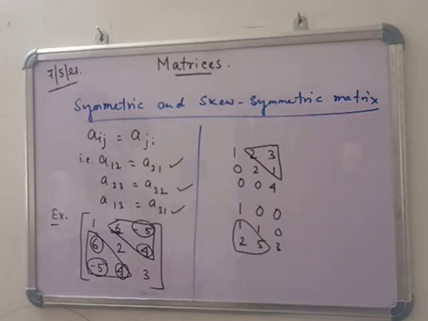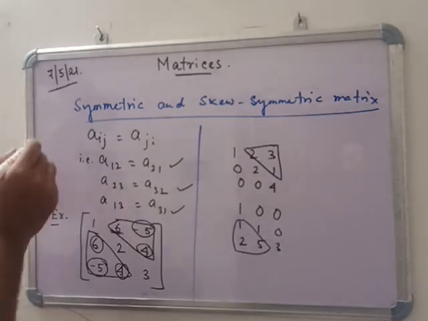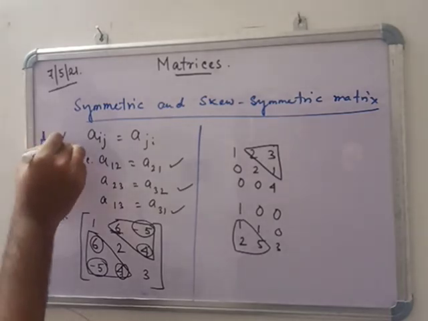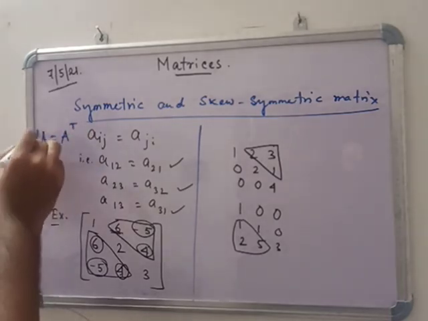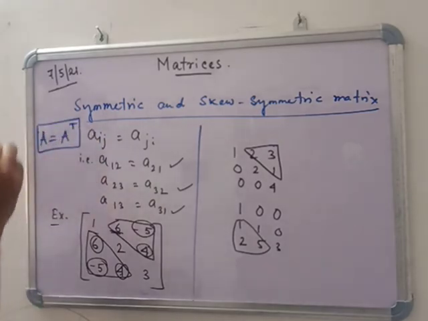In transpose form, we can say that A equals A transpose. If A equals A transpose, then we can say that this is a symmetric matrix.